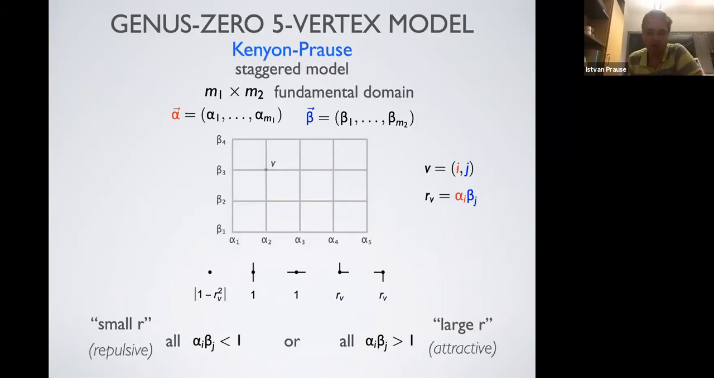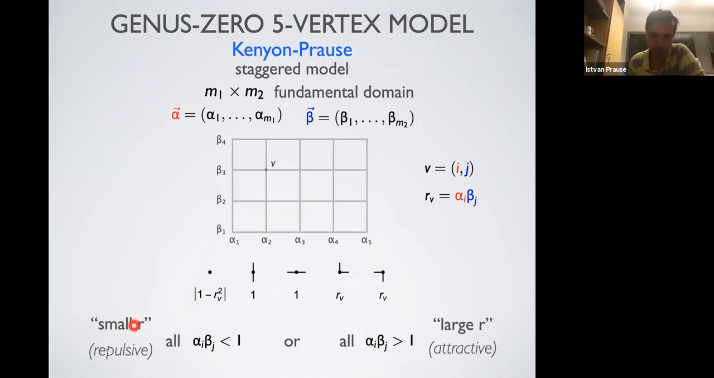Now, what we did with Rick, going further with this 5-vertex model, is that we introduced a staggered or inhomogeneous model, where there's a periodicity with respect to some higher periods, an m1 by 2 fundamental domain. So the vertex weights would depend on the location of the vertex in this fundamental domain, and these are the specific weights one can consider. We have to modify this empty vertex a little bit to make this work.